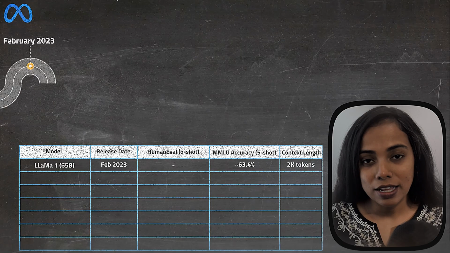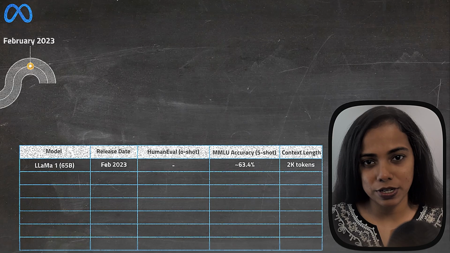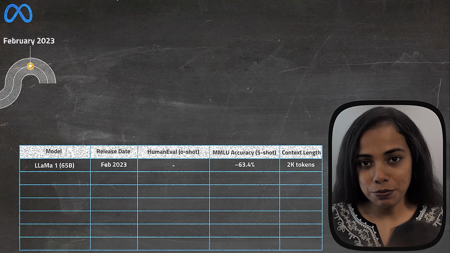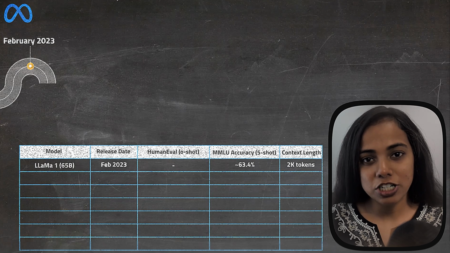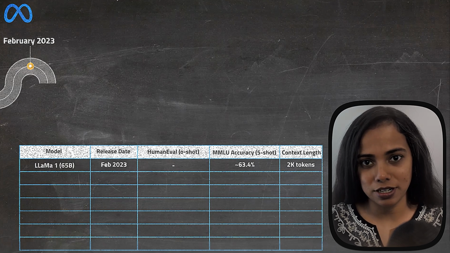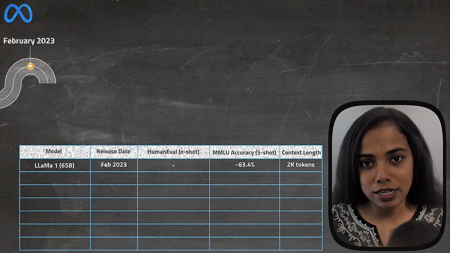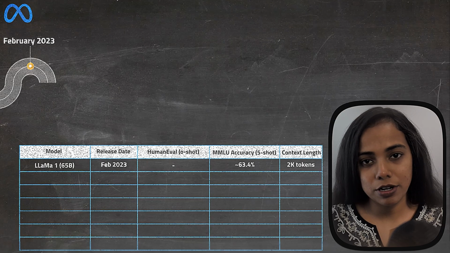Although powerful, LLaMA required fine-tuning or careful prompting for specific tasks. It was not instruct-tuned, which means it cannot answer chat questions like ChatGPT does. The largest variant, which is the 65 billion parameter version, achieved approximately 63% on the MMLU benchmark.